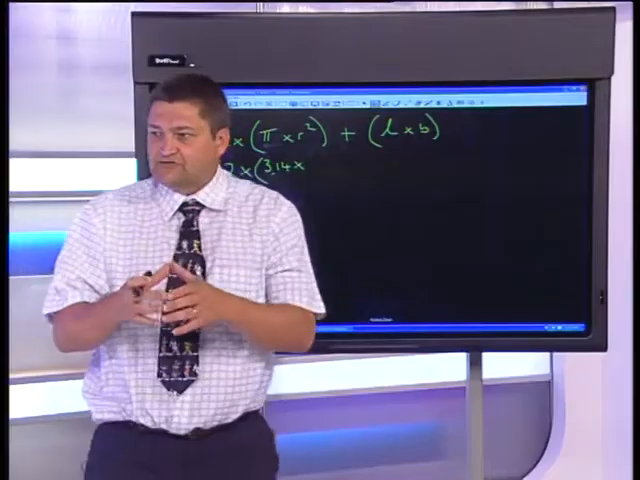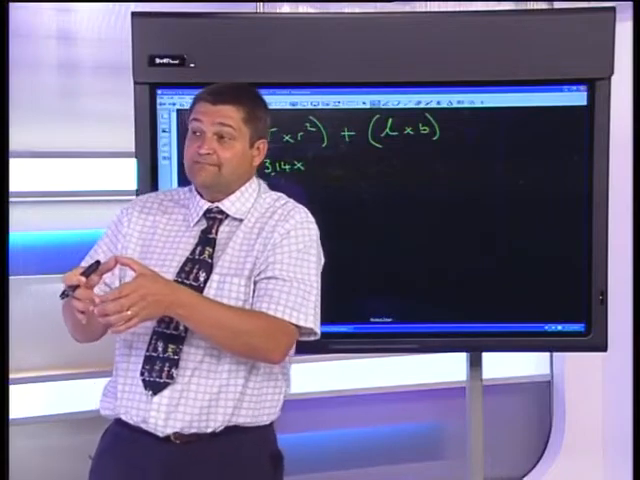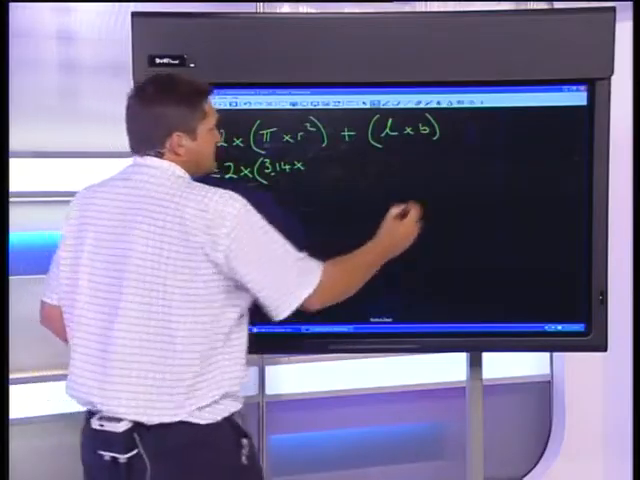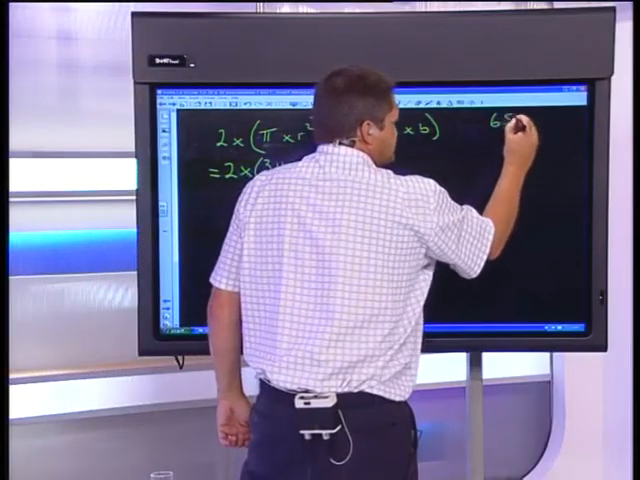Multiply by my radius. What was the radius of this? First of all, what was the diameter? It was 65 millimeters. Okay? So 65 millimeters.